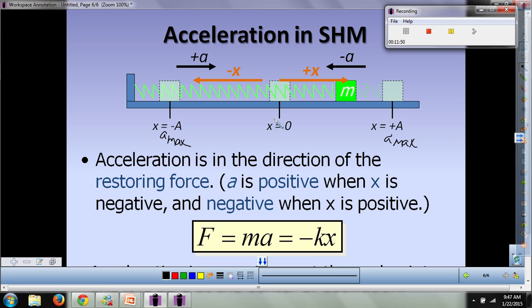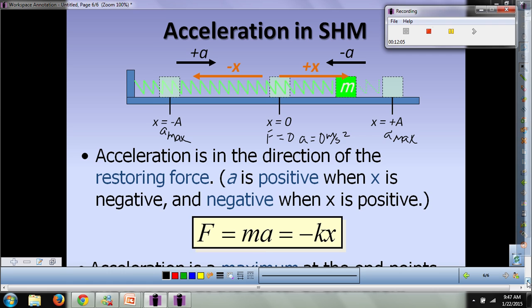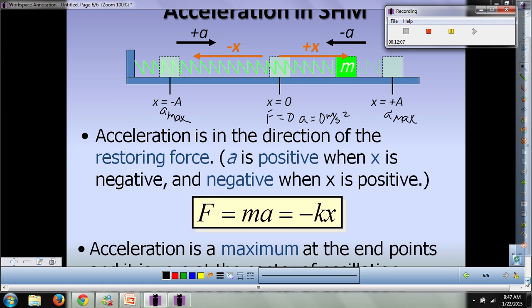If force is 0, which it is right here because it's at the equilibrium position, then A has to be 0 there. Okay? So the big trick to getting those directions right is that the acceleration is in the direction of the restoring force. It's accelerating back in that direction. And that makes sense because it's got to come to a stop and then accelerate back to the middle.